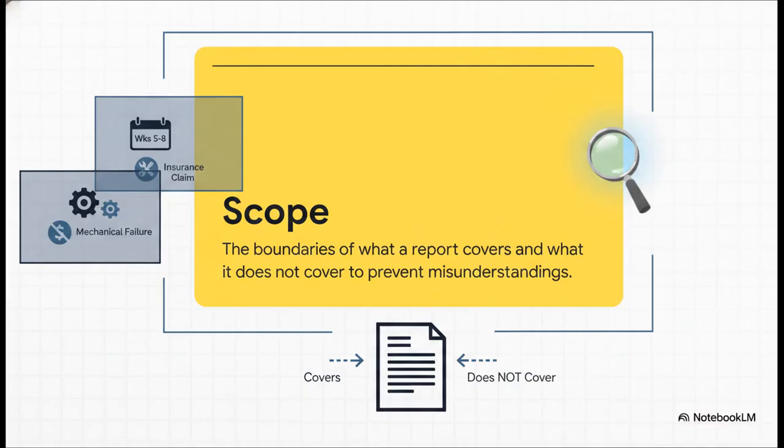To set that stage effectively, we absolutely have to focus on scope. Now, this concept is a total game changer. The scope essentially defines the strict boundaries of your report. Crucially, it tells the reader exactly what the report covers, and just as importantly, what it does not cover. By clearly stating your boundaries, like pointing out that the report only covers weeks 5 through 8 of a project, or that it strictly addresses a mechanical failure but not the ensuing insurance claim, you're perfectly managing expectations. This completely prevents misunderstandings right out of the gate.